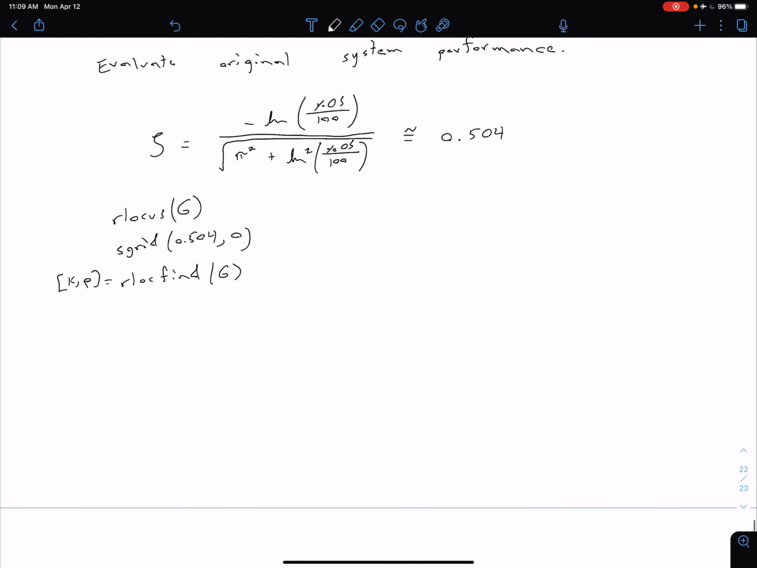And so if you do that as an exercise in MATLAB, you should get values for the dominant poles at about negative 1.205 plus or minus j 2.064. And again, that's approximate depending on exactly where you click. You might get a slightly different value. And so again, these are our dominant second order poles.